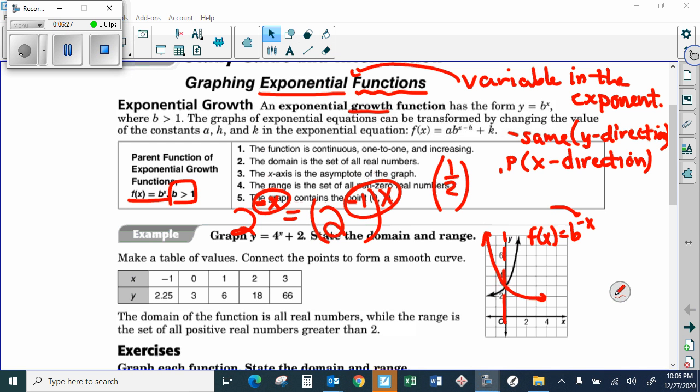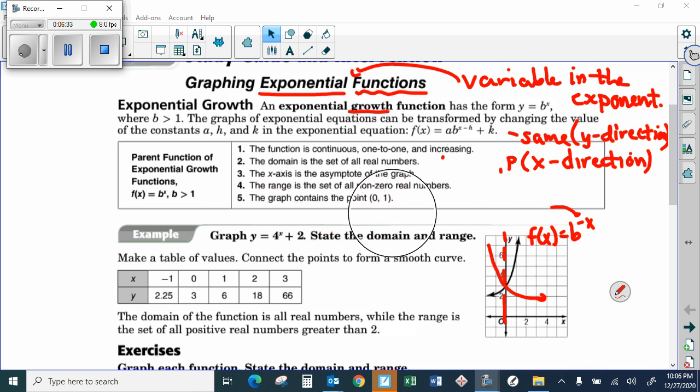That is an exponential decay, which would be on the next sheet, maybe on the other side or on the next section. Okay, so we're talking about exponential growth. So in order for growth, b has to be greater than 1. Decay would be between 0 and 1. All right, so number 1 here.